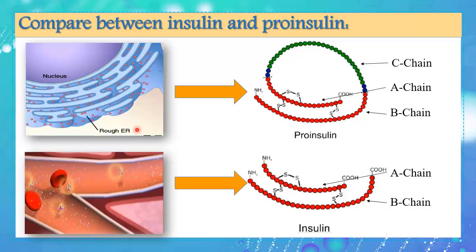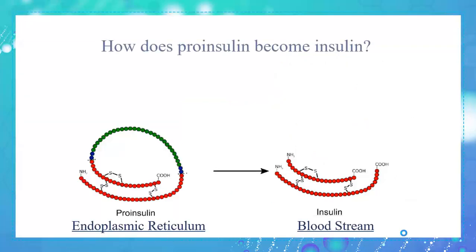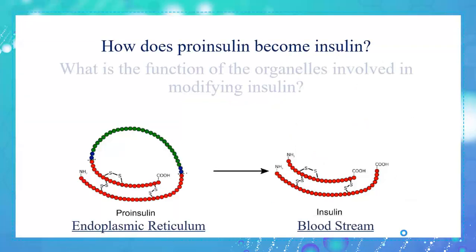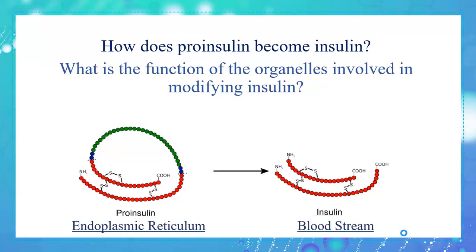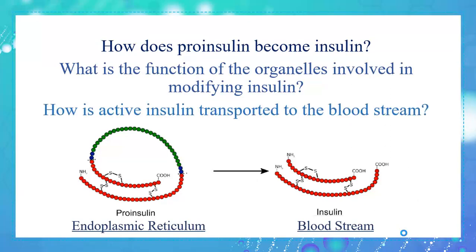In order to find what's happening on the way between the endoplasmic reticulum and the extracellular medium, take your time to compare proinsulin, which is produced in the endoplasmic reticulum, and insulin, which is exported to the extracellular medium. As you can see, the main difference is that this C chain, the green one, is found in proinsulin, however, it's absent in insulin. So how does proinsulin become insulin? What is the function of the organelles involved in modifying insulin, and how is active insulin transported to the bloodstream?